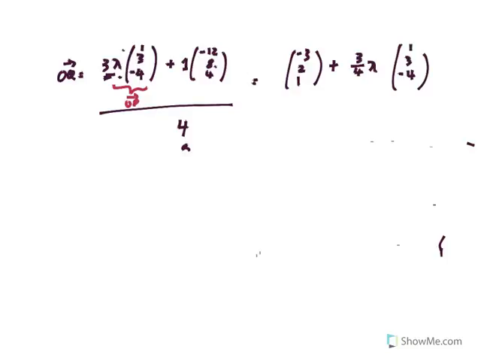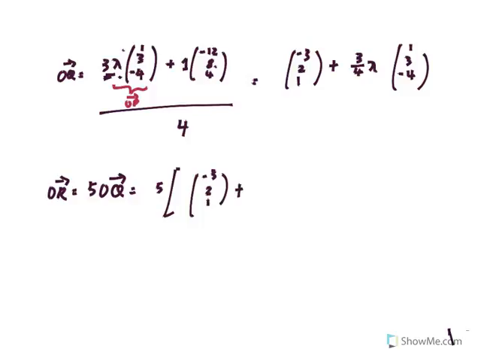Let's just deal with this discomfort that our OQ doesn't look so nice. From here, since the question tells us that OR is 5 times OQ, this means that OR is 5 times (-3, 2, 1) plus 3/4 λ (1, 3, -4). And with that, we can actually write our answer.